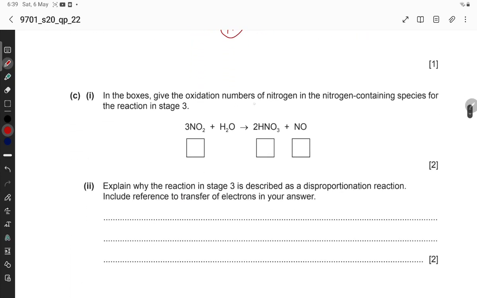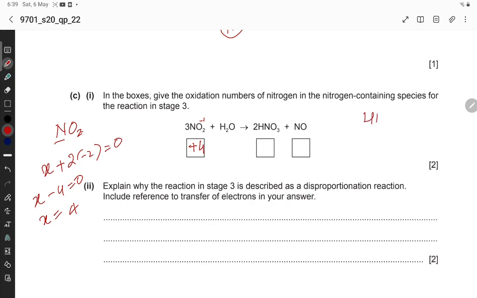In the boxes, give the oxidation number of nitrogen in the nitrogen-containing species for the reaction in stage 3. For nitrogen dioxide, NO2: x plus 2 oxygen atoms with charge minus 2 is equal to 0, so x minus 4 is equal to 0, x is equal to plus 4.